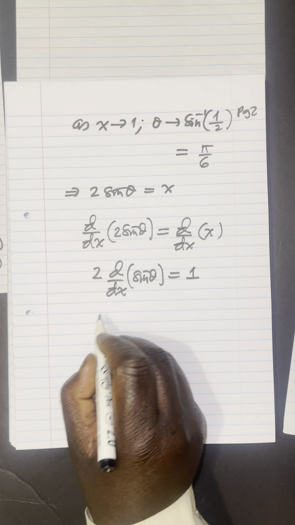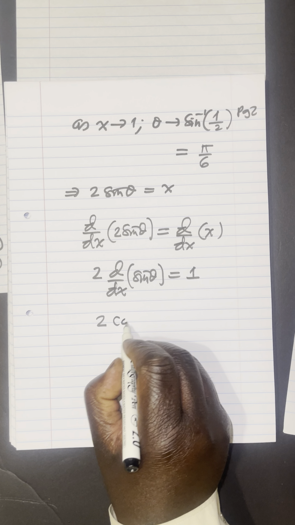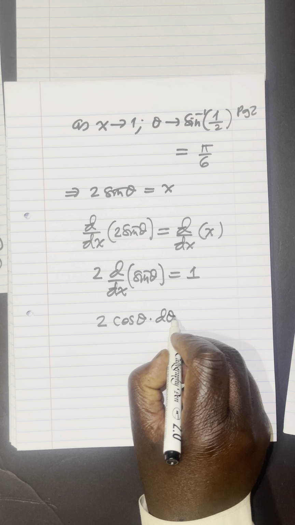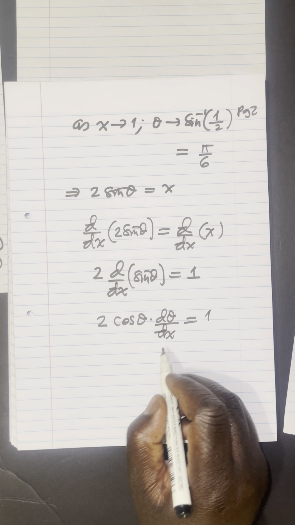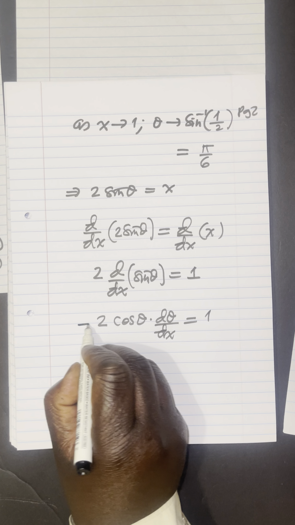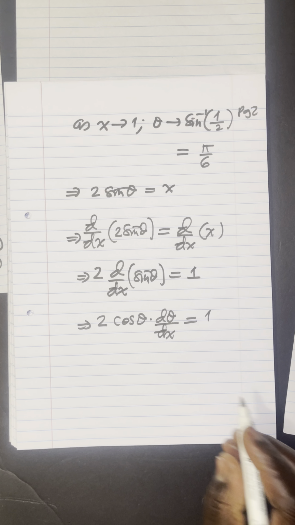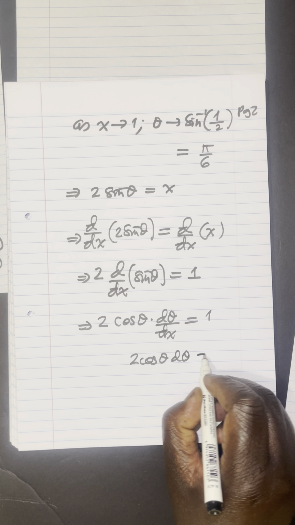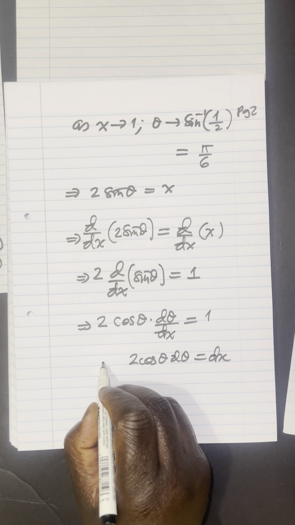And what is this? Well, chain rule here. This is 2. Derivative of sine is cosine of theta. Remember, we have theta here, and then we're going to say times d theta dx. Multiply, this is equal to 1. Multiply by dx both sides. We're going to get 2 cos of theta d theta, the answer is equal to dx. Now we have the expression for dx.